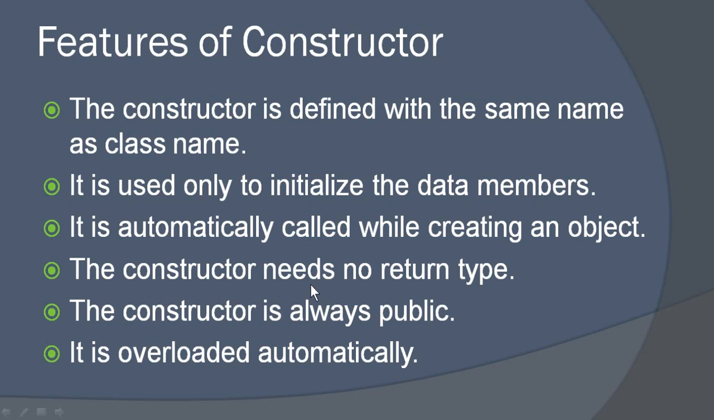The constructor needs no return type. So that is another difference. Normally, if you have a function, you will have a return type. It may be integer, it may be boolean, it may be double, it returns some value. If it doesn't return a value, you will specify some return type like void. But a constructor doesn't have any of these.